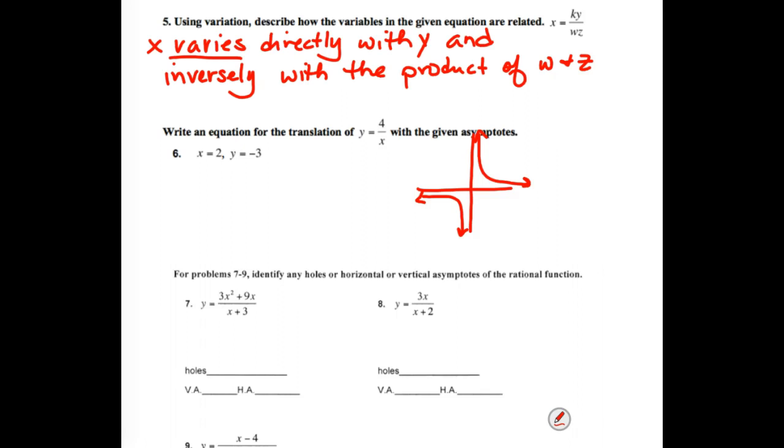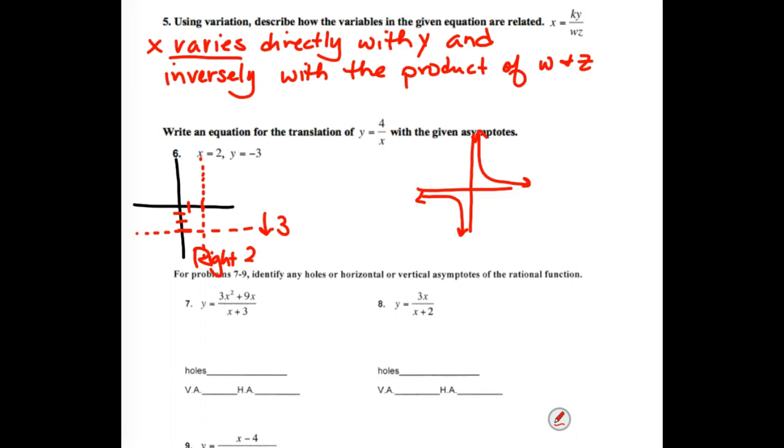Okay? Now, it says we have the given asymptotes. So picture an asymptote at x equals 2. Okay, vertical asymptote at x equals 2. That tells me we shifted which way? We shifted right 2. Okay, then we have a horizontal asymptote at -3, which means we moved down 3, right? Because our asymptotes start out at the x and y axis. So we went right 2 and down 3.